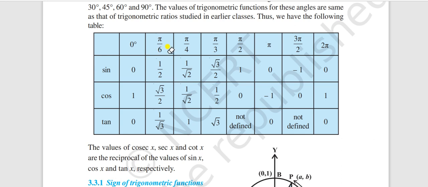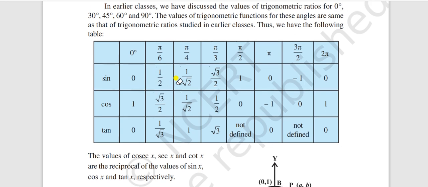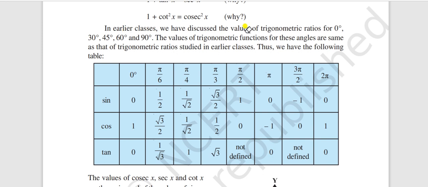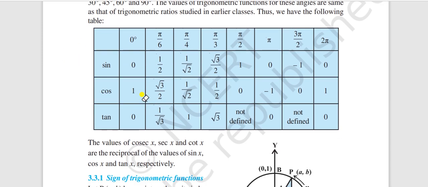So then what is pi by 6? 180 by 6. What is 180 by 6? Tricky question. It's 30 degrees. Pi by 6 is 30 degrees. So it's 1 by 2. How is this 1 by 2? How are we getting these values? Trigonometric values and functions. Thus we have the following table. How are we getting this table?